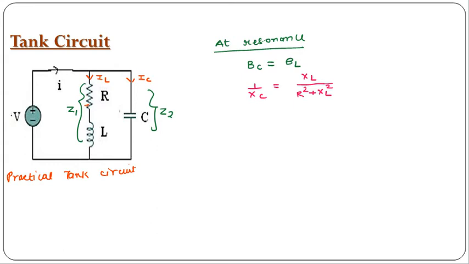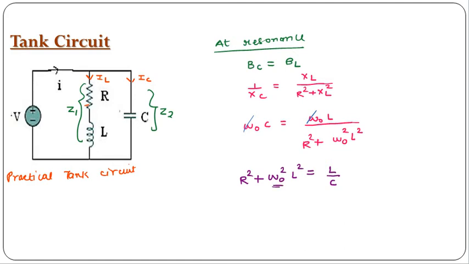So X of C is given by 1 by omega into C, so this can be written as omega naught into C. So omega naught is the resonating frequency. X of L we can write as omega naught into L divided by R square plus omega naught square into L square. Okay, so if we simplify this, this omega naught square will get cancelled out. Let us cross multiply, so this will become R square plus omega naught square into L square, equal to L by C.